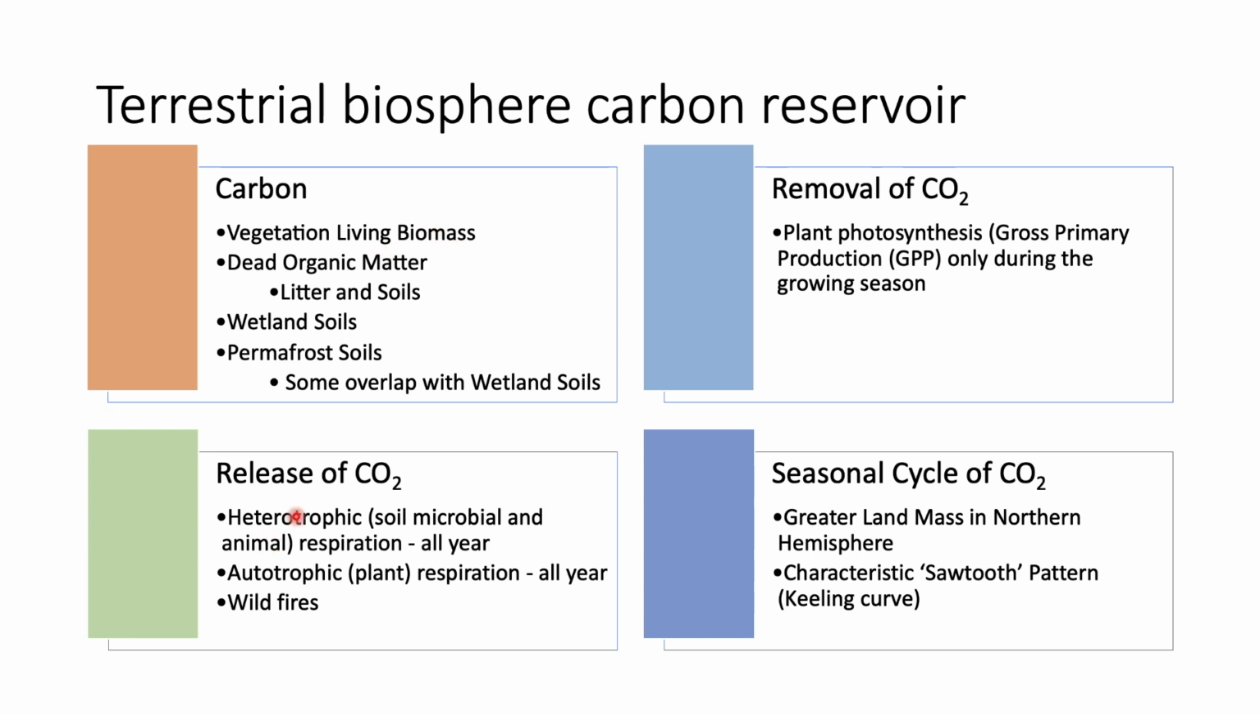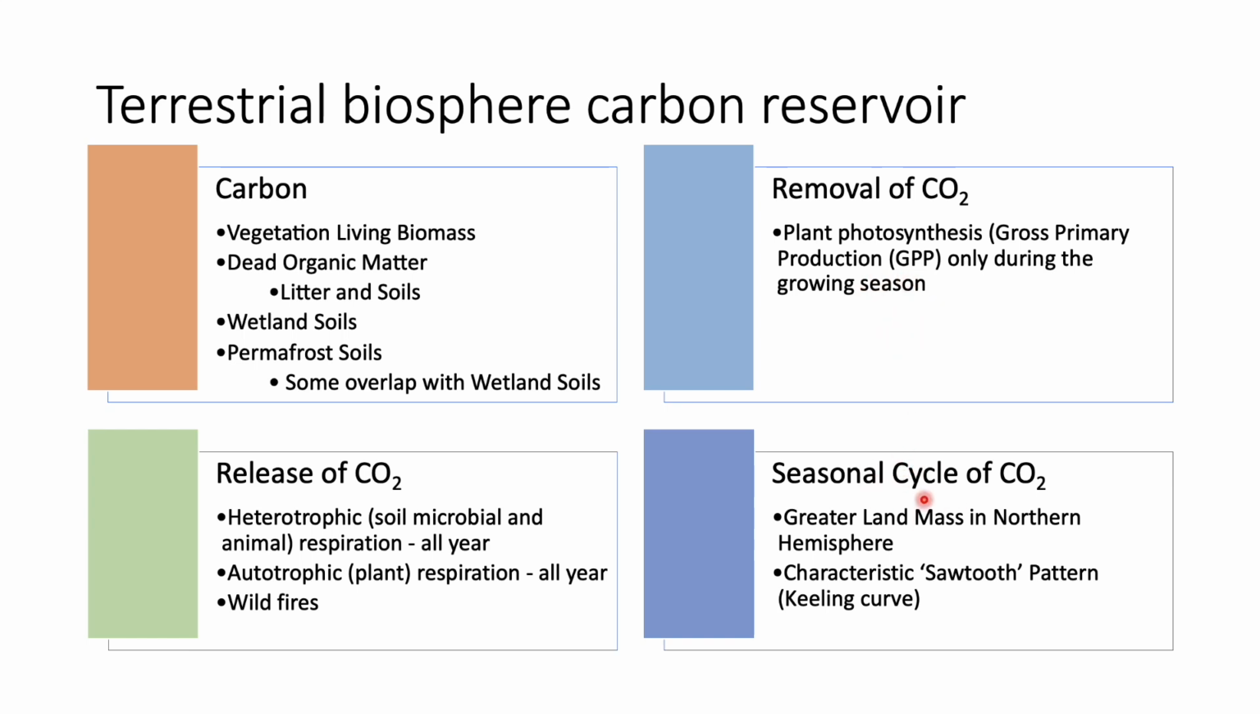And how is the carbon dioxide released? Soil microbial or animal respiration releases carbon dioxide, and plant respiration also releases carbon dioxide. Wildfire also releases carbon dioxide. So these are the sources of carbon dioxide. And how is the carbon dioxide removed? This is removed by plant photosynthesis, mainly gross primary production. This is happening during the growing season only.